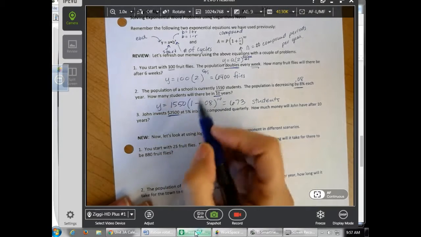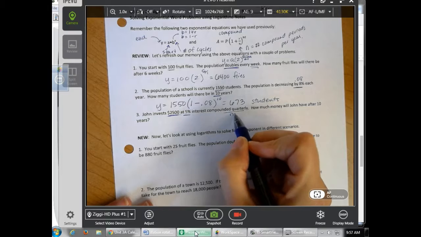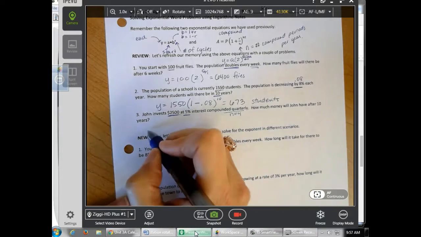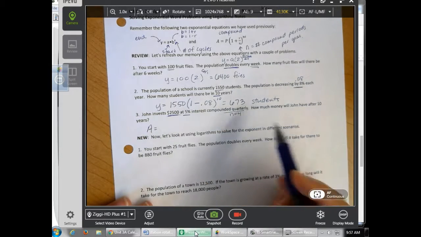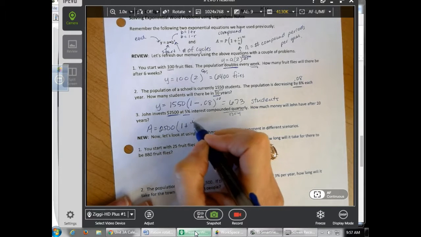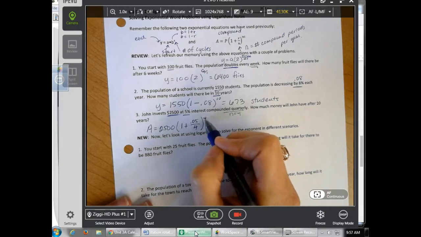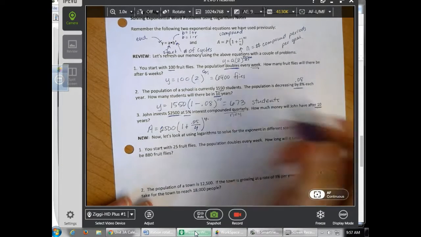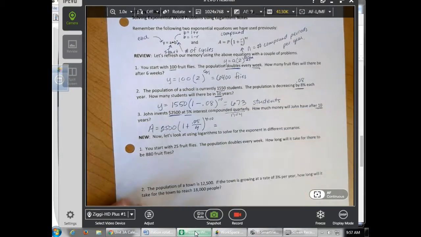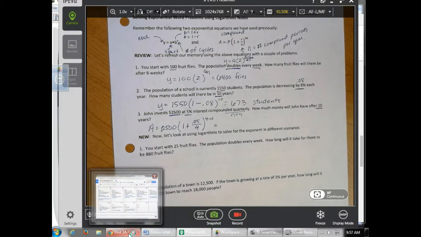So John invests $2,500. That is the interest rate compounded quarterly. That means N is 4, and that's really important. So my amount is going to be equal to my starting amount, $2,500, 1 plus my rate in decimal form, divided by 4, and raised to the 4 times, and time is 10 years. So we're just going to plug all this into the calculator all at one time.